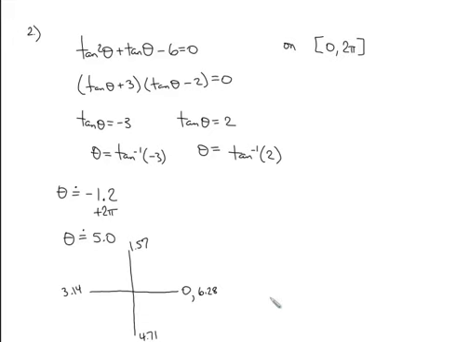So the question is, where is 5.0 radians? 5.0 radians, just like negative 1.2 would be, is going to be down here in quadrant 4. Right? 3.14, 4.71, so somewhere in here is 5.0 radians.